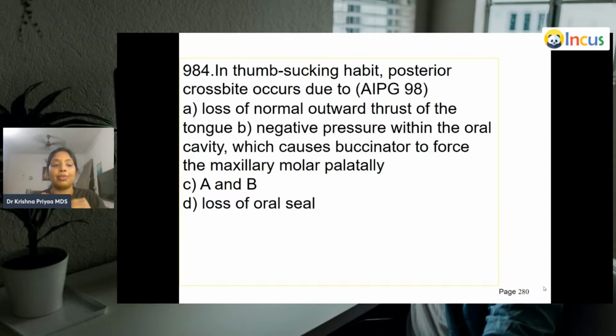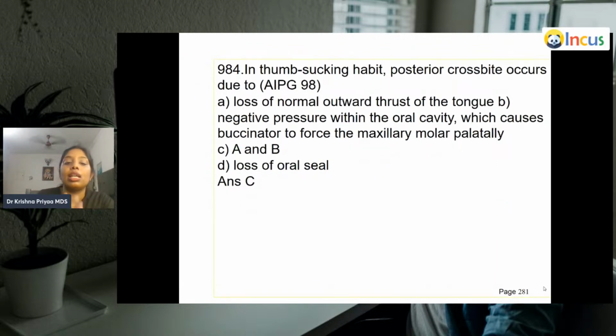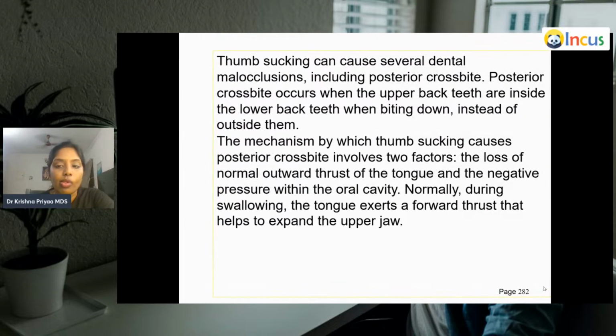So, normal outward thrust of the tongue. The tongue is usually associated with the lower mandible, but here we are talking about maxillary constriction. And negative pressure within the oral cavity is because of the suction provided by the thumb, right? Which also enables the muscles associated with it to act on it. The answer is C, both A and B. Though the normal outward thrust of the tongue is placed on the mandible, it also has its effect on the maxilla. And when the maxilla is constricted because of the buccinator and other muscles associated with it, it may also lead to the posterior crossbite. So both the negative pressure and the normal outward thrust of the tongue are responsible for the crossbite.